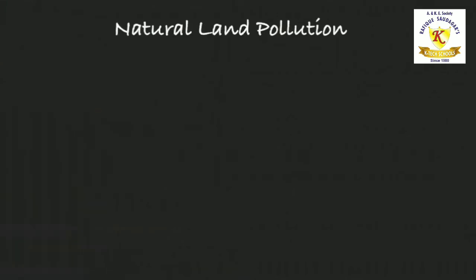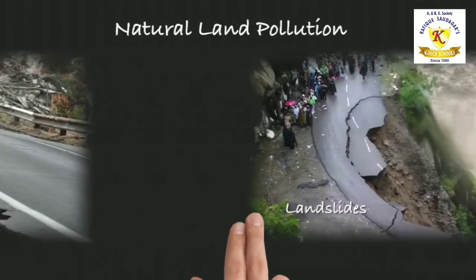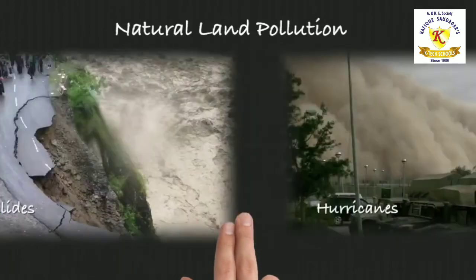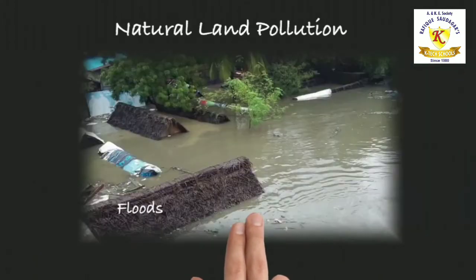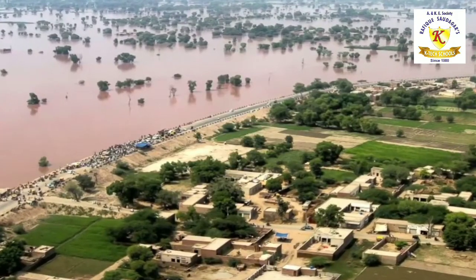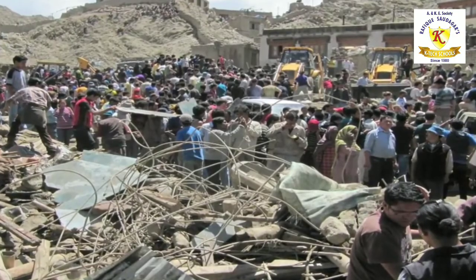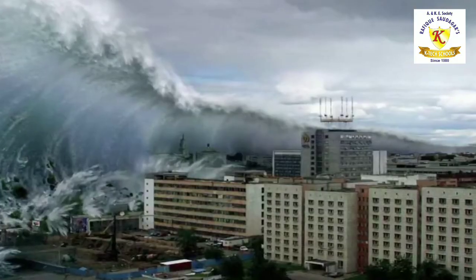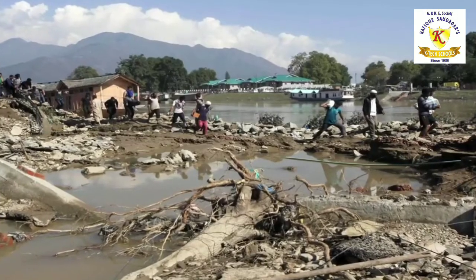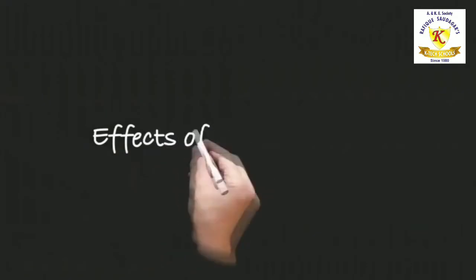Natural land pollution occurs massively during earthquakes, landslides, hurricanes, and floods, all cause hard to clean the mess, which leads to huge expenses and also may sometimes take years to restore the effects to the earlier.